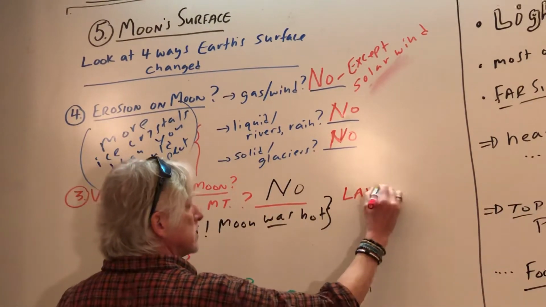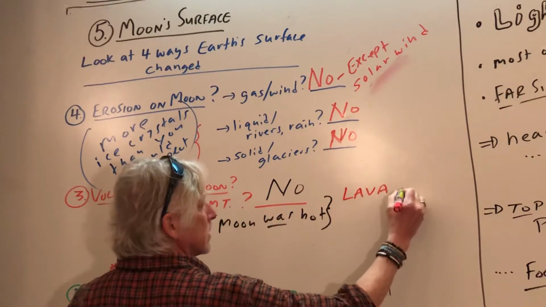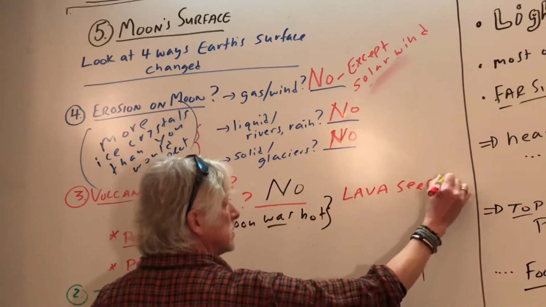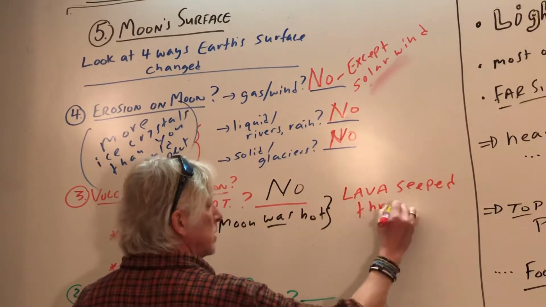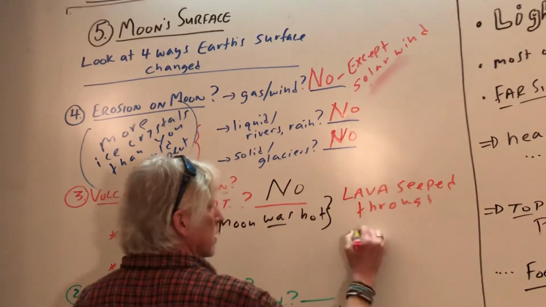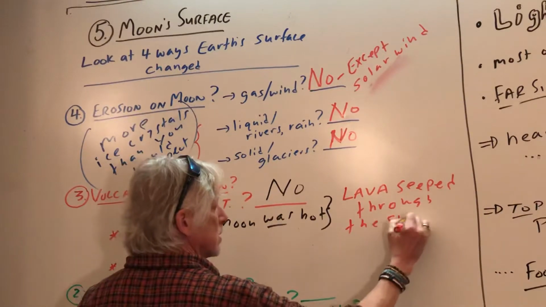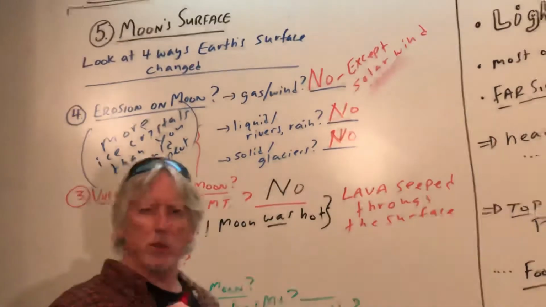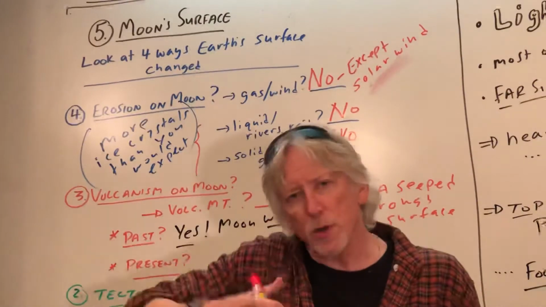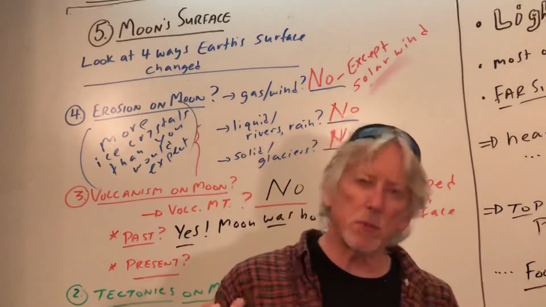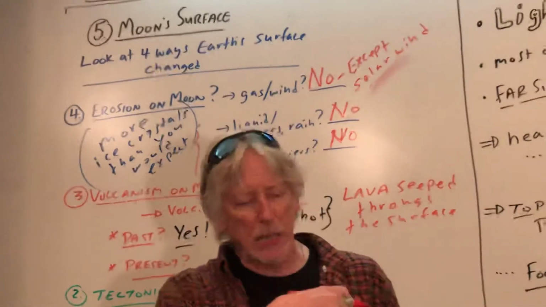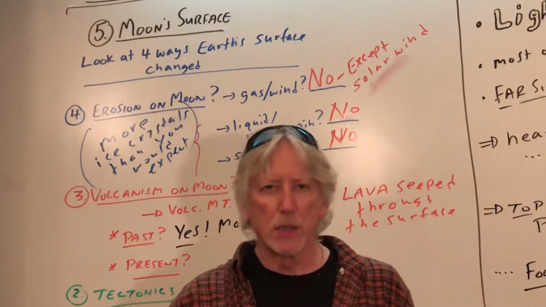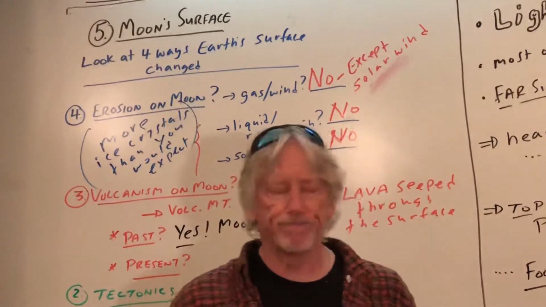Lava seeped through the surface, especially where the crust was thin or lower, and it came out. And that could be related to the heating of that rock through radioactive materials.